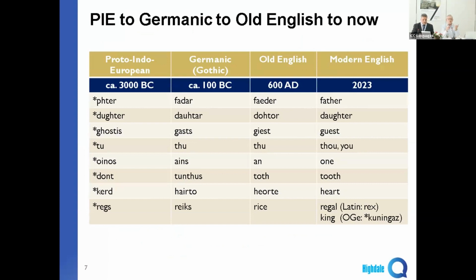So the first column is Proto-Indo-European, 3000 BC, 5,000 years ago. The next column is Germanic, 100 BC. The next is Old English. The next is Modern English. And look at the words. The first word is pronounced something like putter, which in Germanic becomes father, which becomes in Modern English father. So 5,000 years ago, father was putter.